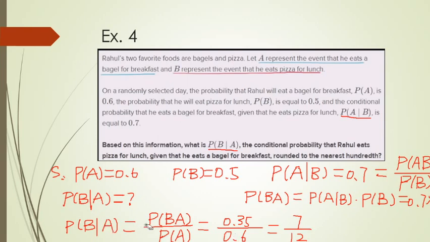So that is example 4, okay? In example 4, you can just rewrite the conditional probability to find the intersection. This is a pretty simple question, and you can watch the video of these examples. It's about the conditional probability part, okay?